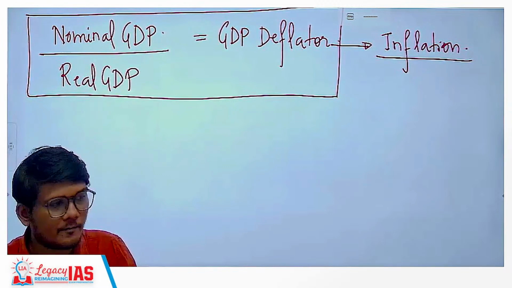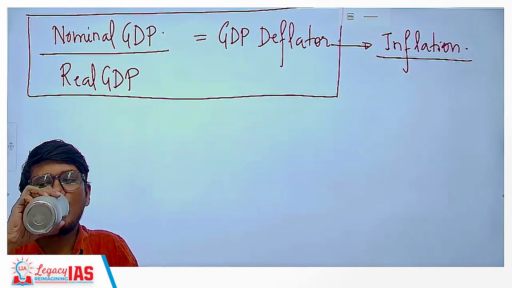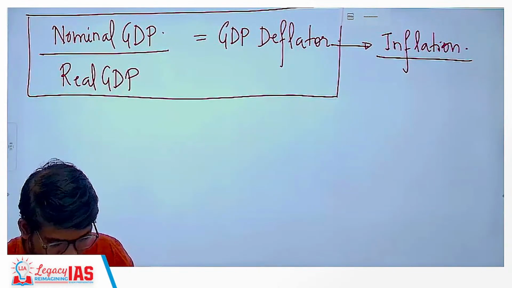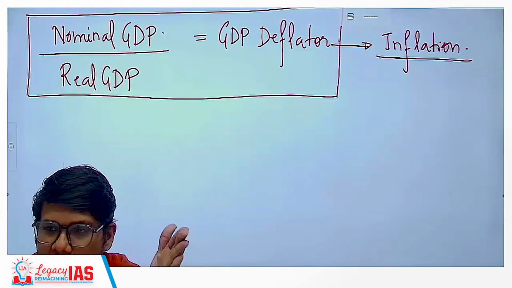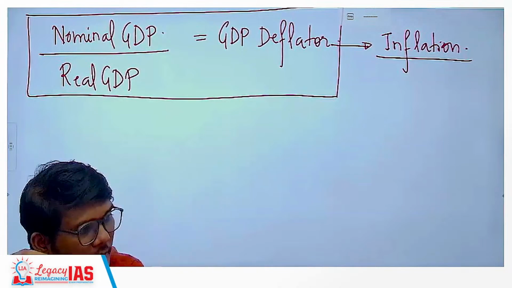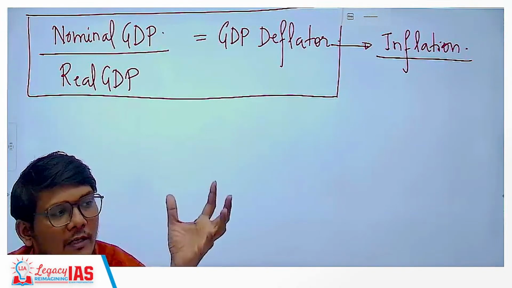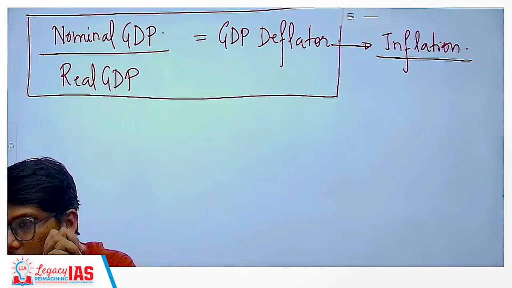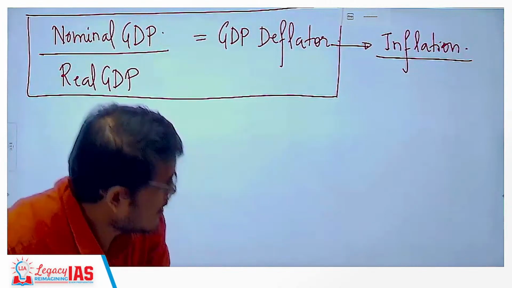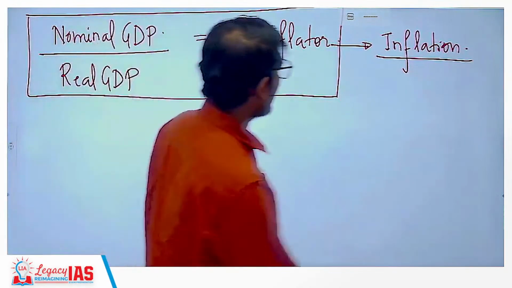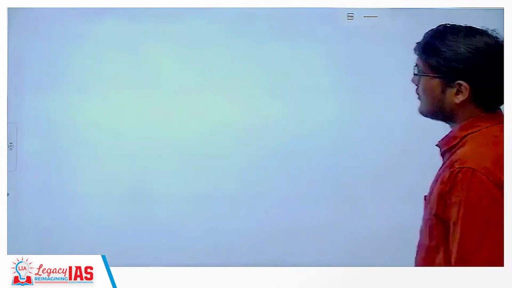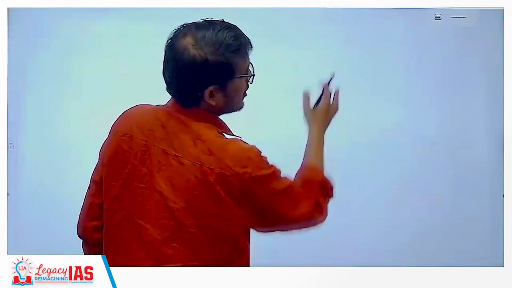ठीक है, चलो. So till now we have understood GDP and GNP separately. ठीक है, अब क्या करते हैं? Now we will understand them in terms of each other. Now this is important. If you can understand this, this chapter is more or less done. So we understood GDP, we understood GNP. Now we have to understand both of them in relation to each other.